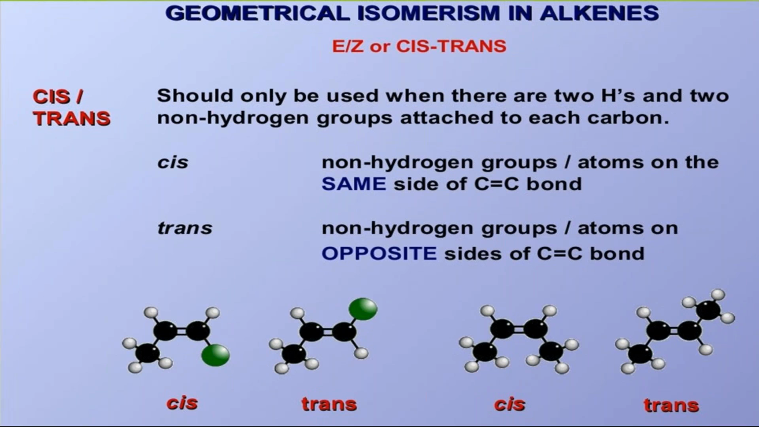So cis or trans should only be used when there are two hydrogens and two non-hydrogen groups attached to each carbon. So you can see, non-hydrogen groups on the same side is called cis. Non-hydrogen groups on opposite sides is called trans.